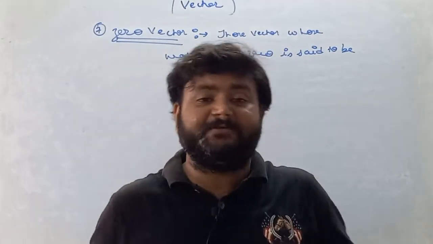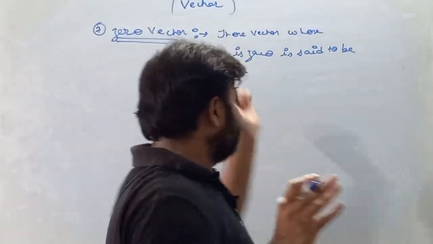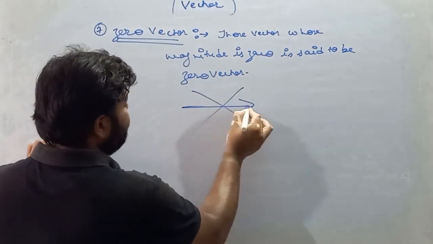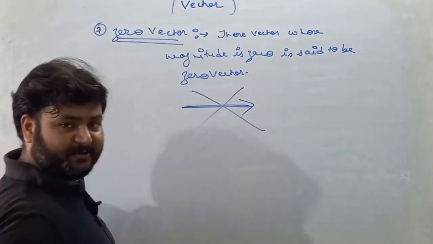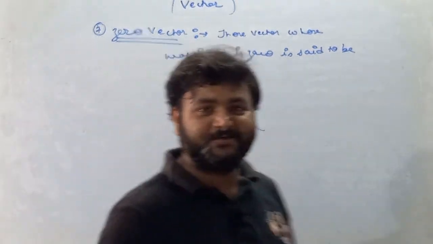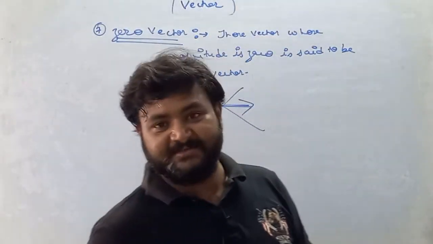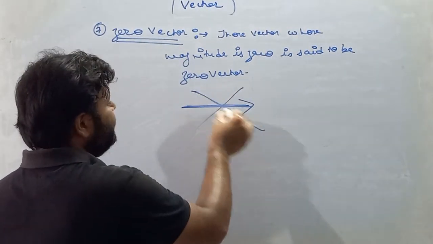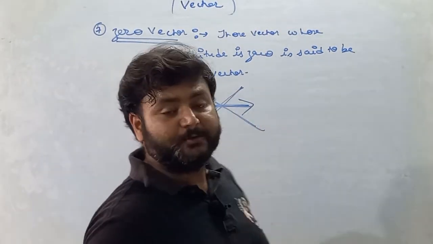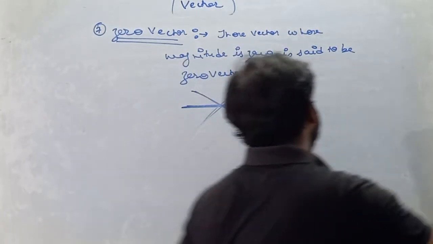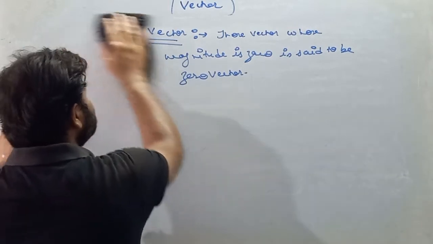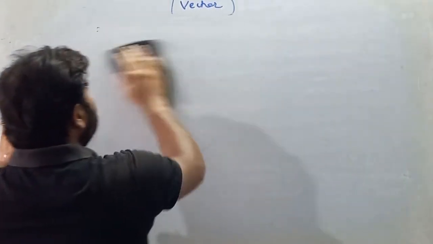If the magnitude of vector is nothing, then we cannot make any arrow, because the length of arrow represents magnitude of vector, and we are talking about zero vector. So if we are talking about zero vector, then their magnitude is 0. So there is no possibility to draw an arrow, because zero vector is having zero magnitude. So this is all about zero vector.